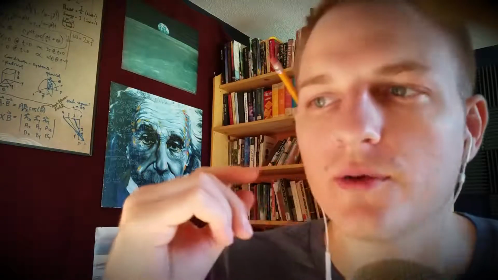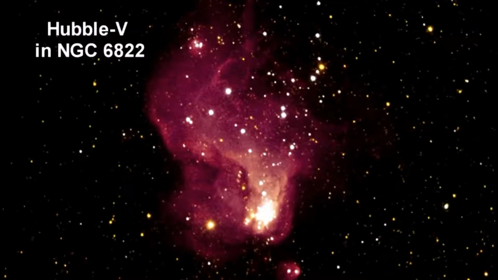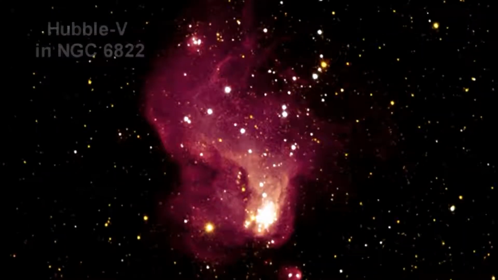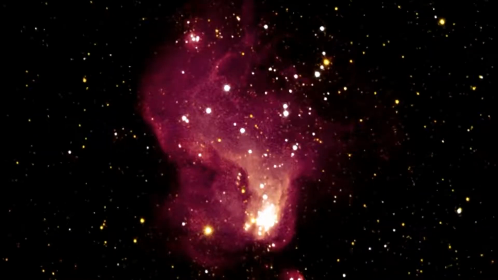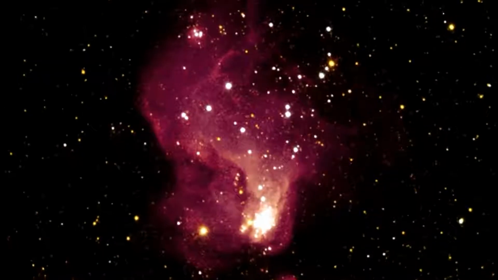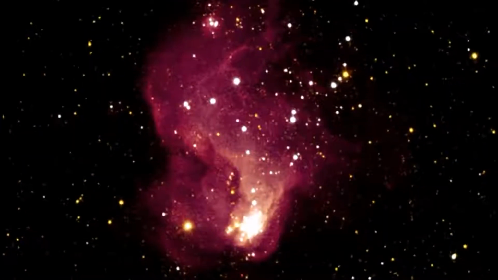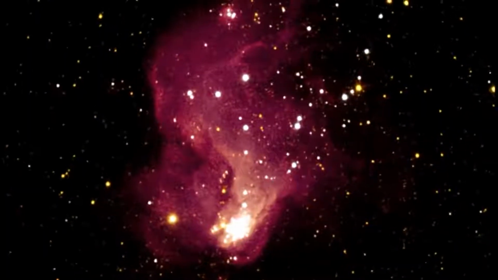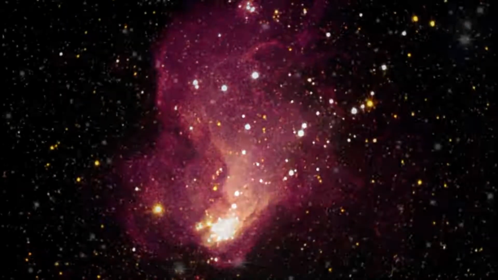So here we have one of them, the glowing gas cloud called Hubble 5 or Hubble V. It has a diameter of about 200 light years, with a faint tail of nebulosity trailing off the top of the image. It sits opposite a dense cluster of bright stars at the bottom of the irregularly shaped nebula.